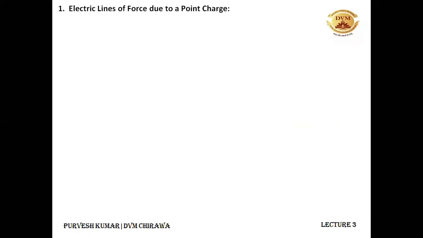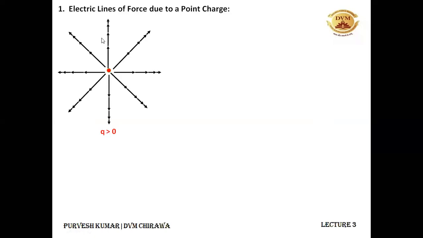Now we need to learn how these electric field lines look when we are talking about a single charge or a combination of charges. First of all, the very simplest case is the electric field lines due to a point charge. Let's see, we have a point charge Q, and this Q is greater than 0, which means it is a positive charge. If it is less than 0, it is a negative charge. The electric field lines will come out from the positive charge like this.